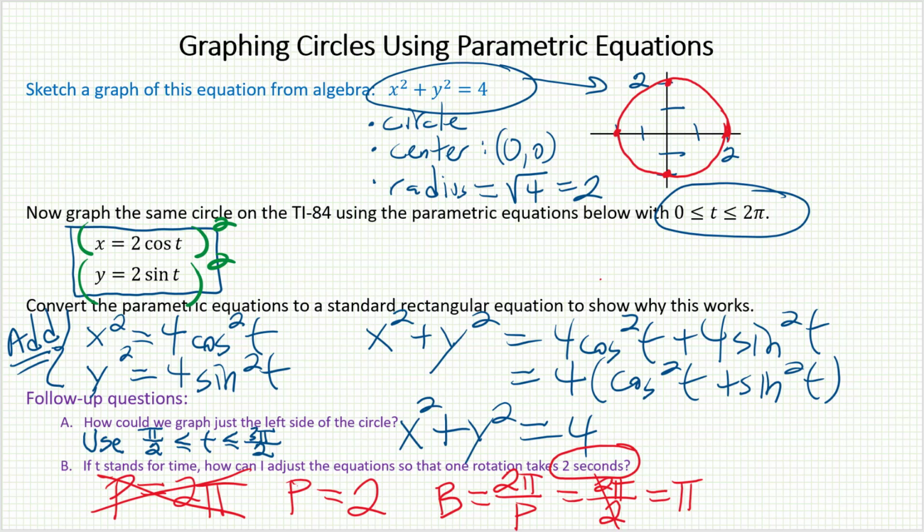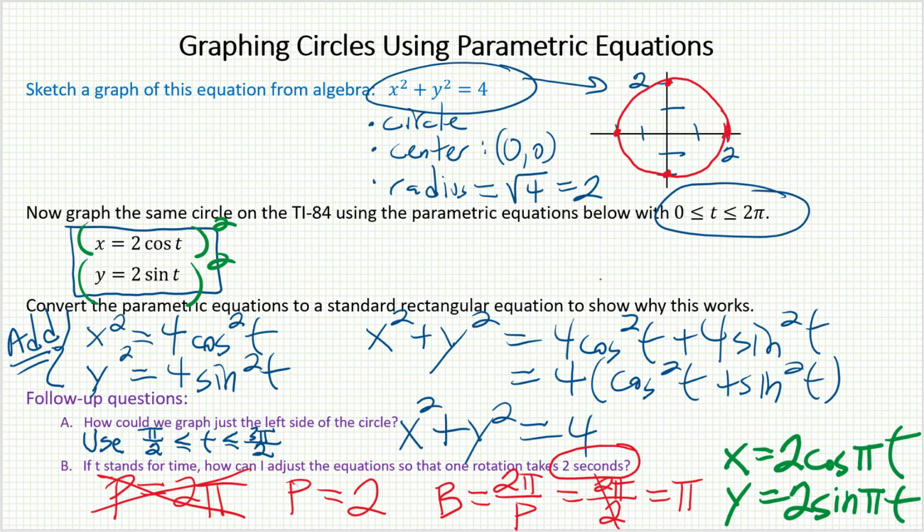So all I have to do to make this work out is adjust my two parametric equations so that the b value, the coefficient of that t, instead of being 1 like it was originally, is now pi. So I'll have x equals 2 cosine pi t, and y equals 2 sine pi t. I believe this set of equations should draw the same circle, but now make it so that it takes 2 seconds to go all the way around.